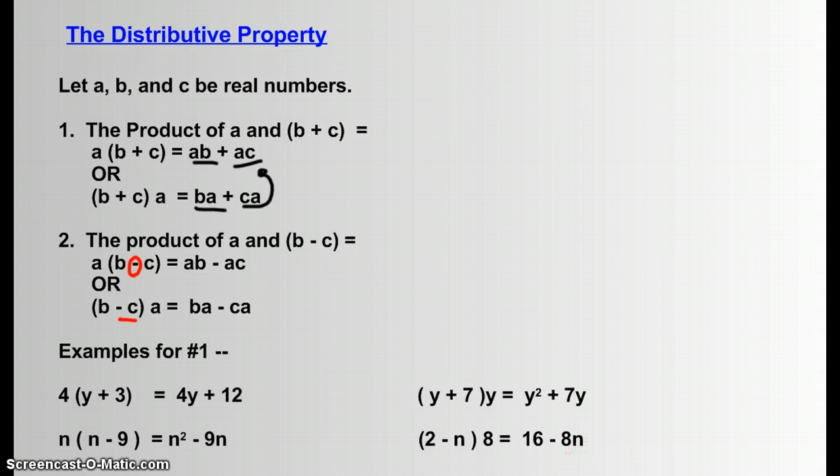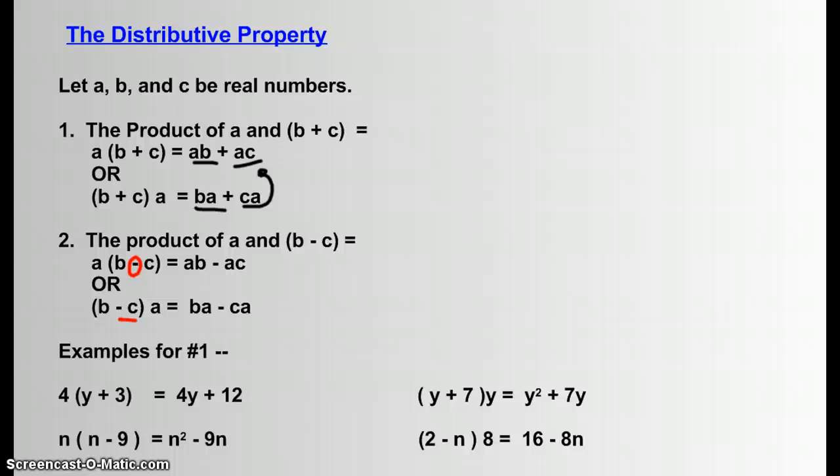Take a look at these next two examples. 4 times the quantity y plus 3. You must distribute that 4 to both terms that are inside the parentheses. So it's going to be 4 times y and 4 times positive 3. So it becomes 4y plus 12.